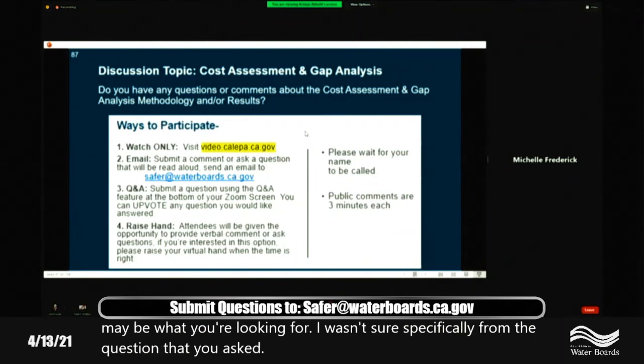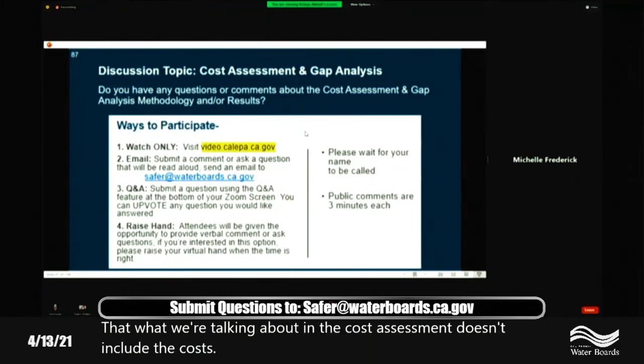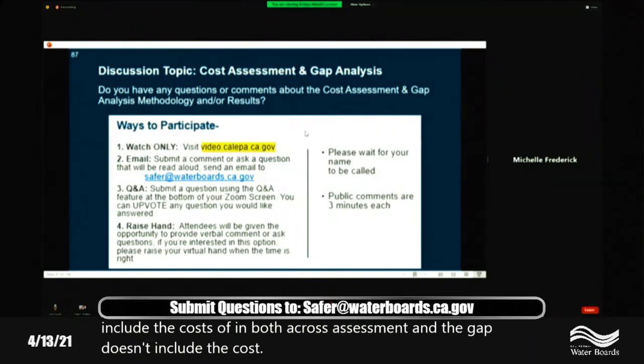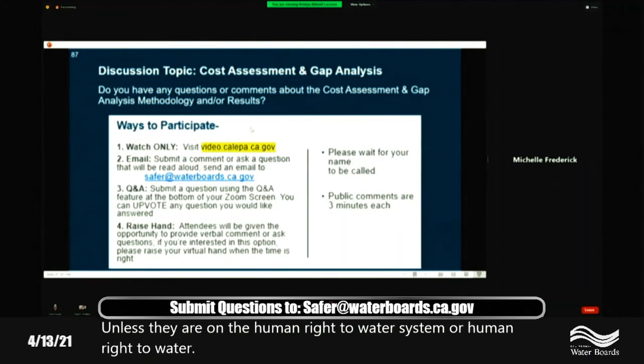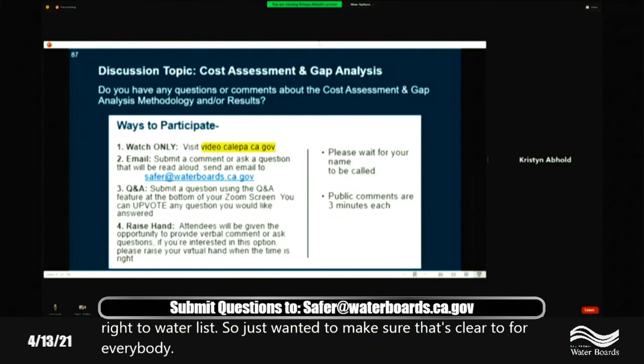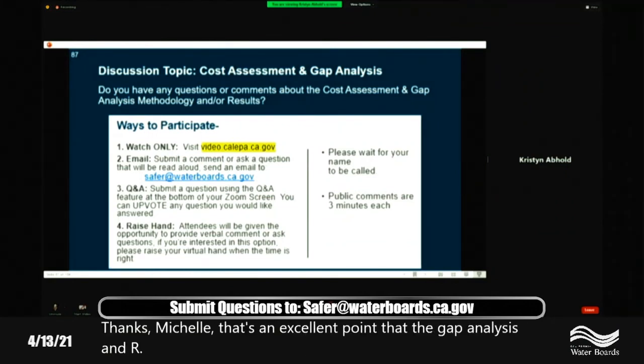I also just wanted to make the point that what we're talking about in the cost assessment and the gap doesn't include the costs of large water system need unless they are on the human right to water system or human right to water list. So just wanted to make sure that's clear too for everybody. Thanks, Michelle. That's an excellent point. The gap analysis and our $10.25 billion need does not reflect larger water systems in the state.